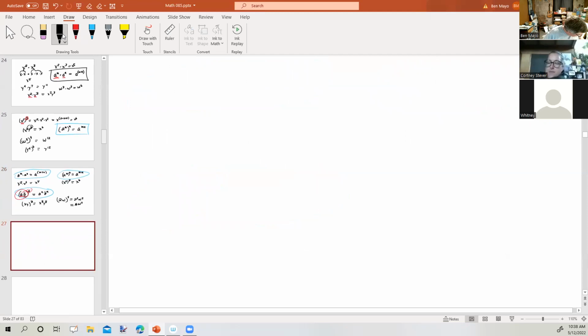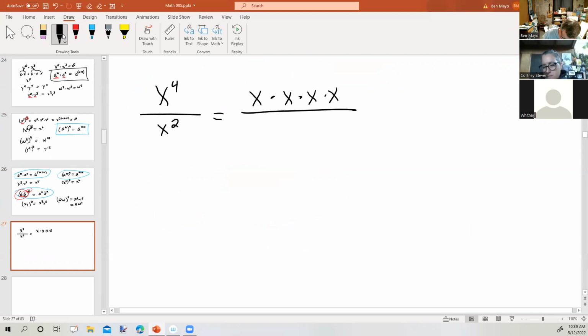Let's see. Next rule. Let's say we've got x to the 4th divided by x squared. If we were to expand this and do it the long way, we would have 4 factors of x in the numerator over 2 factors of x in the denominator. If we were to reduce x over x to 1 over 1, x over x to 1 over 1, we end up with x squared.